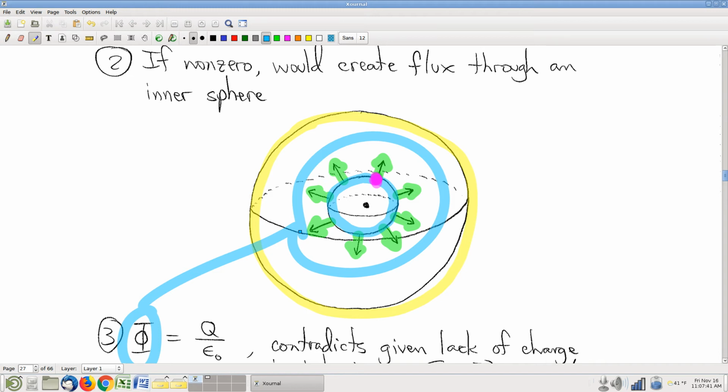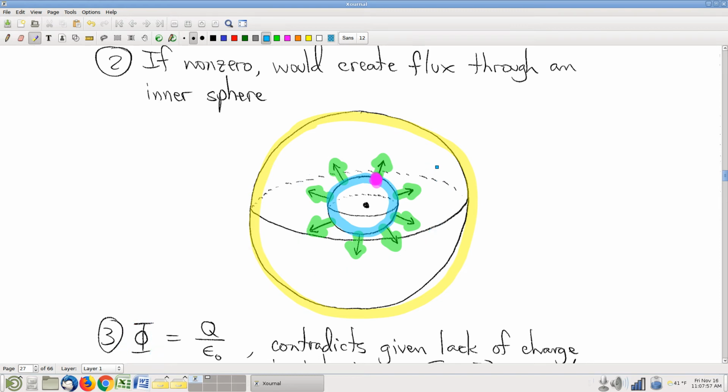How could there be flux through that blue sphere? There's no charge on the inside, right? That blue sphere, there's no charge on the inside of that blue sphere. All the charge is around the outside edge, right? So there's no charge inside, therefore no flux through that blue sphere.